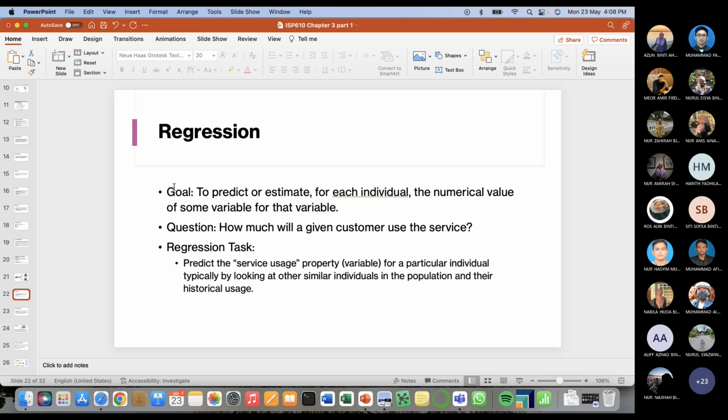Okay, kita nak predict guna regression. So here the task will be to predict the service usage property for a particular individual, typically by looking at other similar individuals in the population and their historical usage. Okay, so dia ada seorang customer and they tried to look at the similar individual based on the usage. Kalau kata we know that in telco apa je yang ada, calls, SMS and then data kan. So offers tu will be given based on the usage.